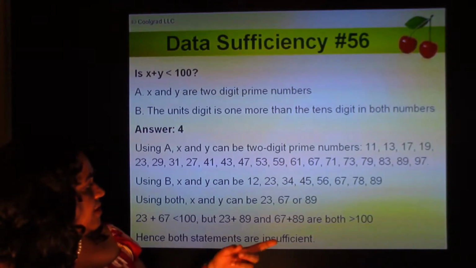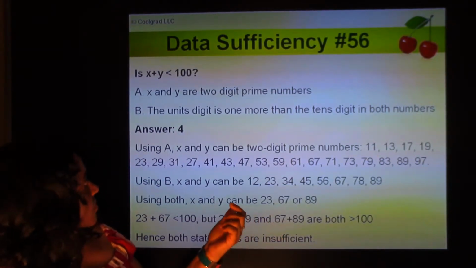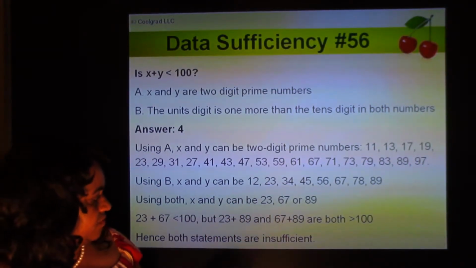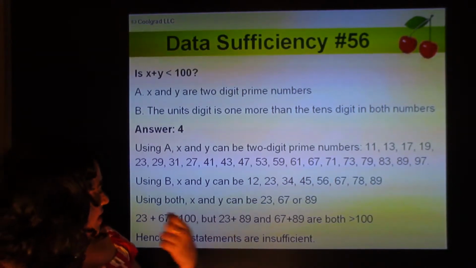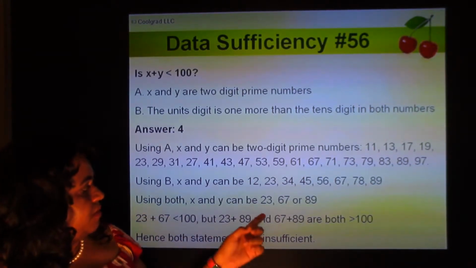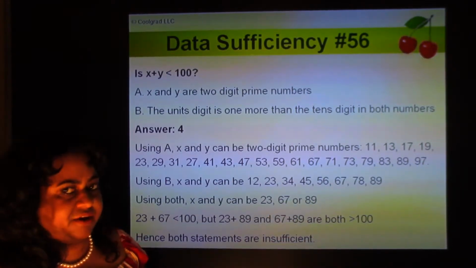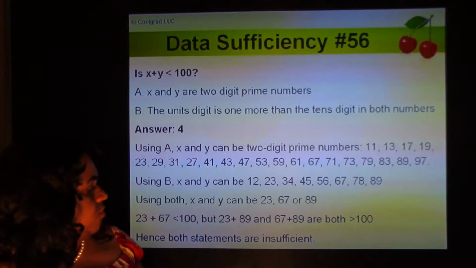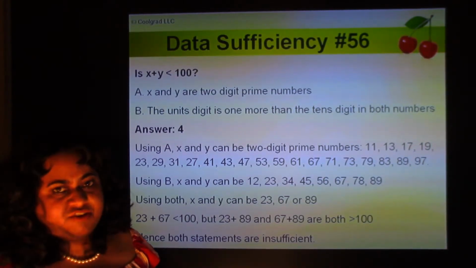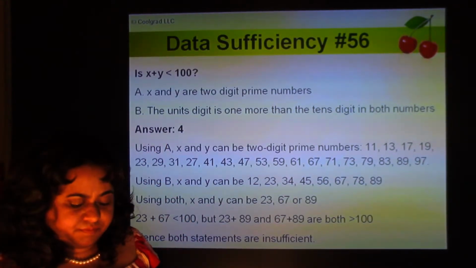So suppose x and y were 23 and 67. Then x plus y would be less than 100. But 23 plus 89 or 67 plus 89 are both greater than 100. So both statements together are insufficient. So you pick option 4.